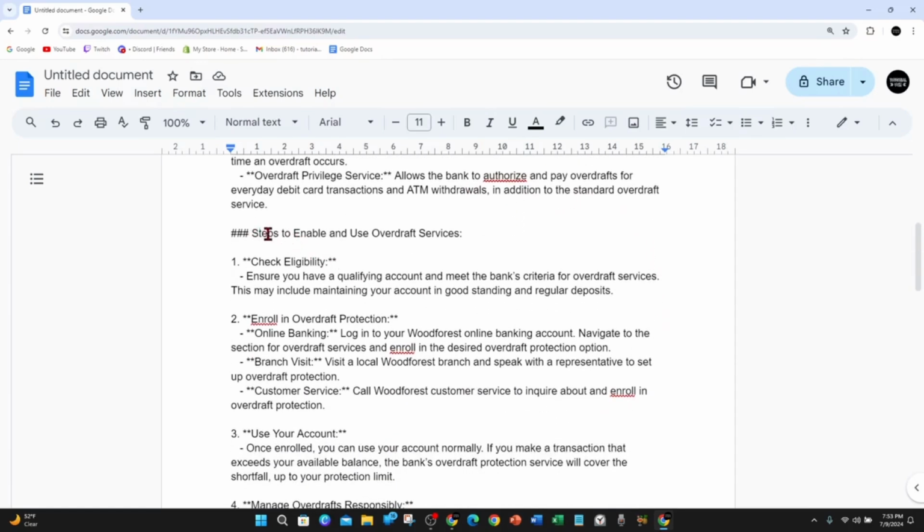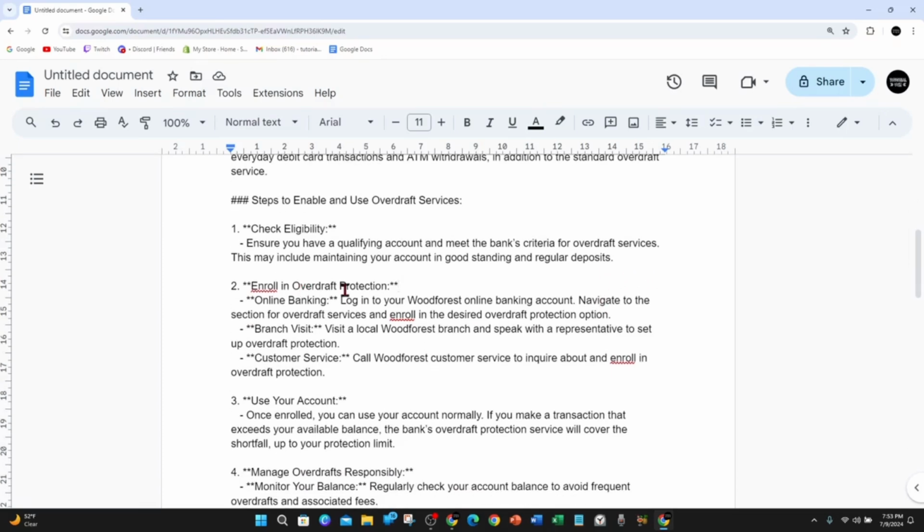So now here are the steps to enable and use overdraft services. The first thing you need to do is check your eligibility. So ensure you have a qualifying account and meet the bank's criteria for overdraft services. This may include maintaining your account in good standing and regular deposits.